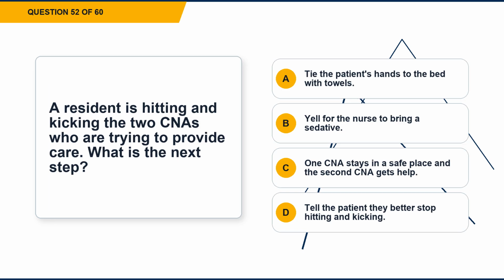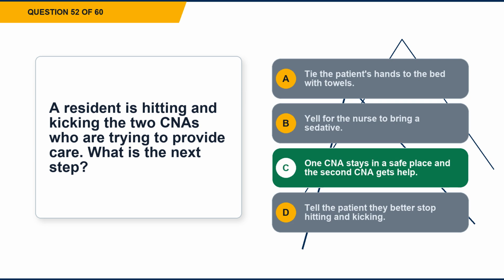Question 52. A resident is hitting and kicking the two CNAs who are trying to provide care. What is the next step? Option A, tie the patient's hands to the bed with towels. Option B, yell for the nurse to bring a sedative. Option C, one CNA stays in a safe place and the second CNA gets help. Option D, tell the patient they better stop hitting and kicking.